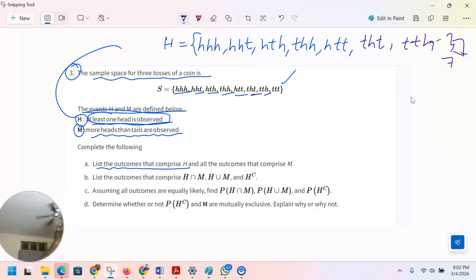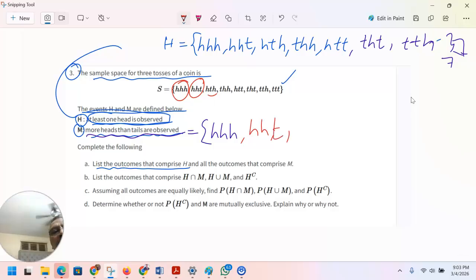Now the next one, more heads than tails. More heads means two heads. So you can see the very first one is correct. Let me use a different color. So this is yes. Here also there are two heads, which means heads are more than tails. This also is correct, head, tail, head. This also is correct, tail, head, head. So there are four. Do you see any other one? No.